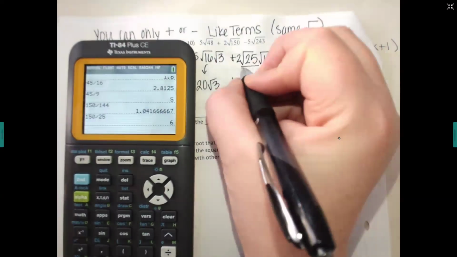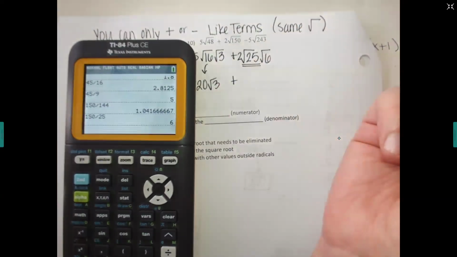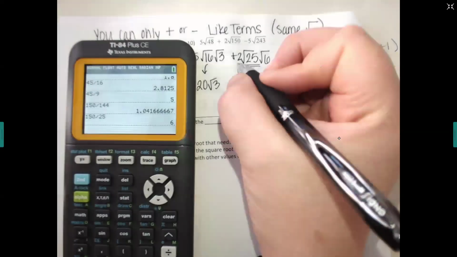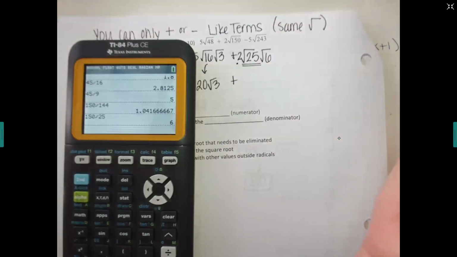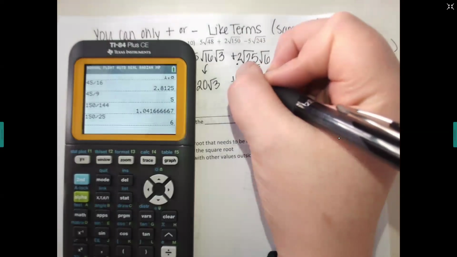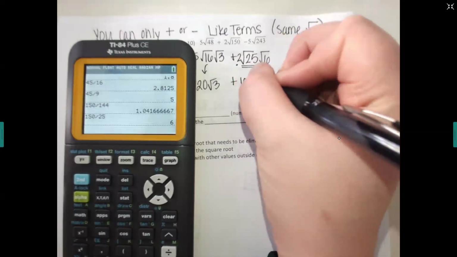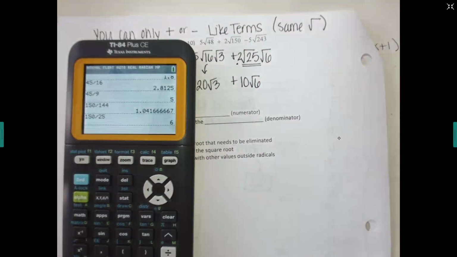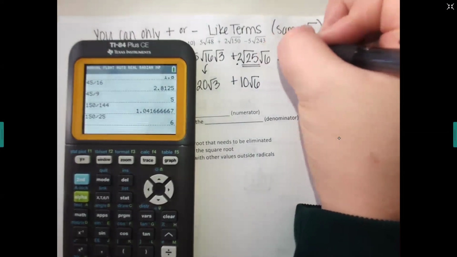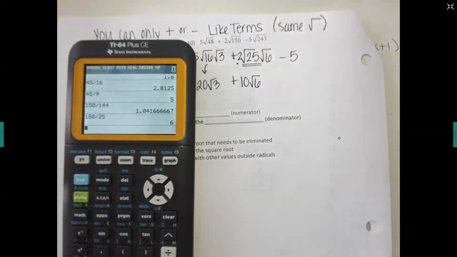What's the square root of 25? 5, very good. And then I'm going to times it with the 2 in the front. 5 times 2 makes that up 10 root 6. Okay, then last one. We're looking for 243.